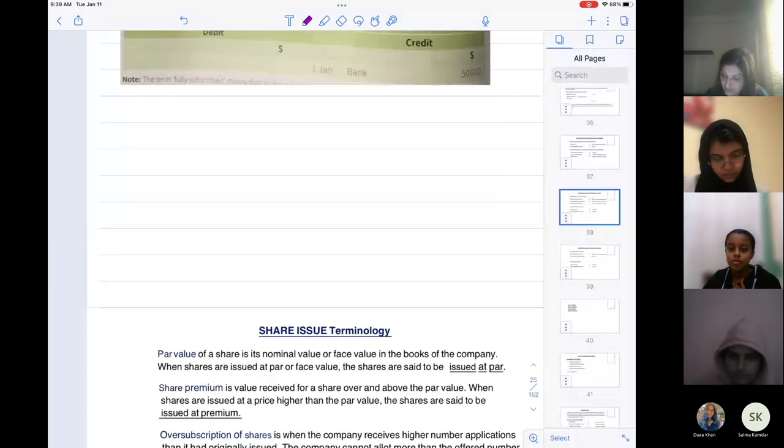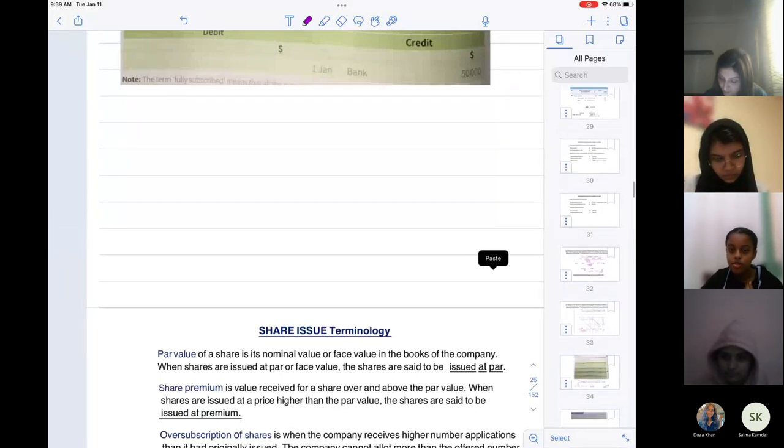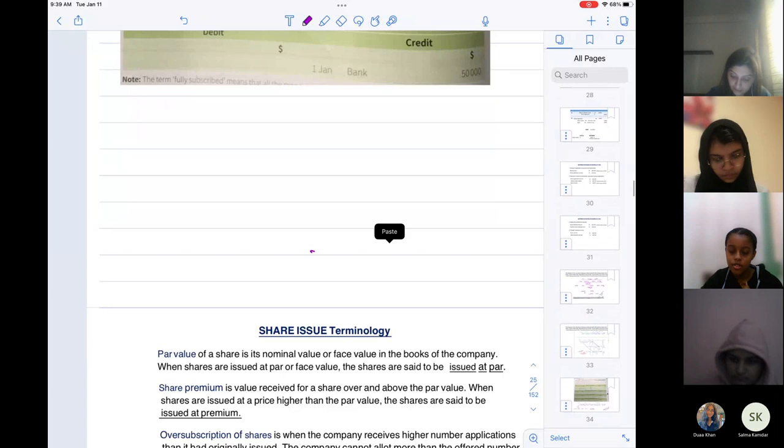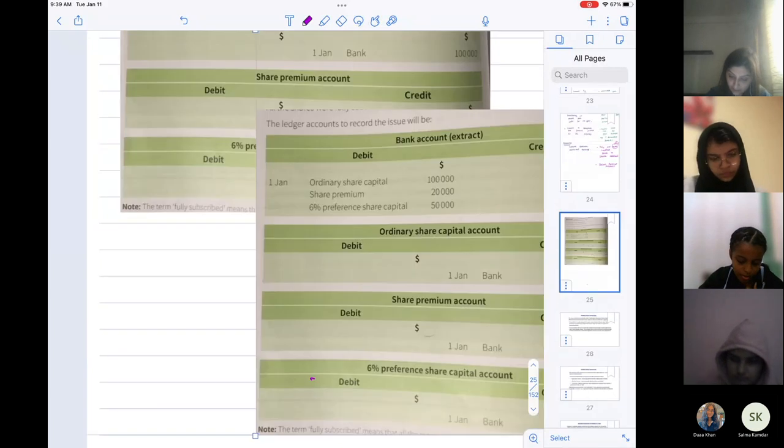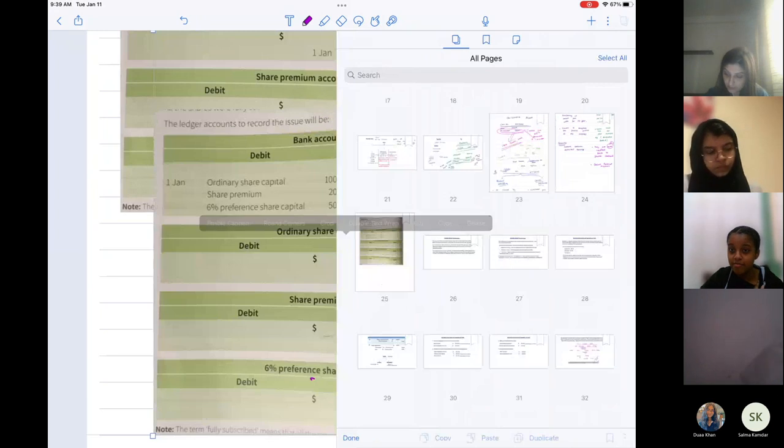Yes. For the journal entry of rights issue, is it a share premium or bank debit and share capital credit?